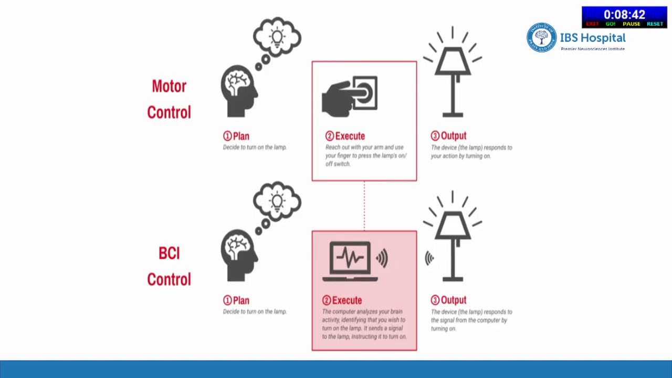So for example, if you want to switch on the lamp, we have to decide to turn on the lamp, then execute, reach out with your arm and fingers and switch on the device. Then the output is the lamp is switched on. In BCI, we plan, we decide I want to switch on the lamp. Then these EEG signals go to the computer system, the BCI system, that rectifies those signals and sends the command to the output, and then the lamp will switch on.